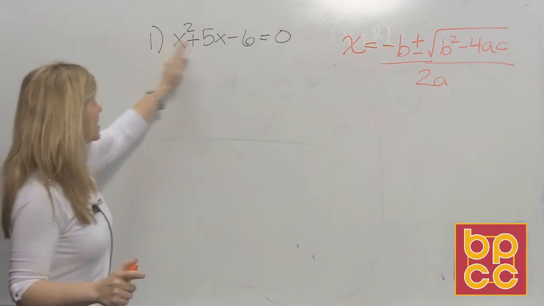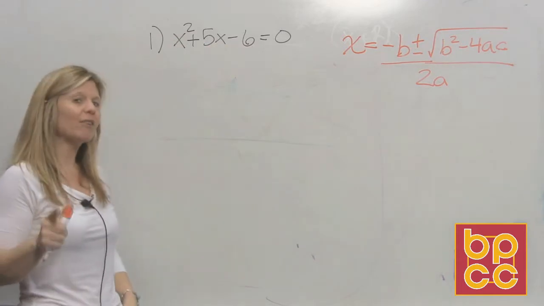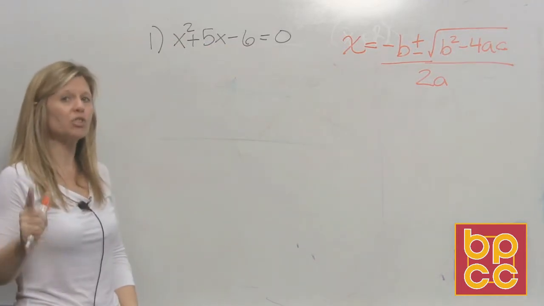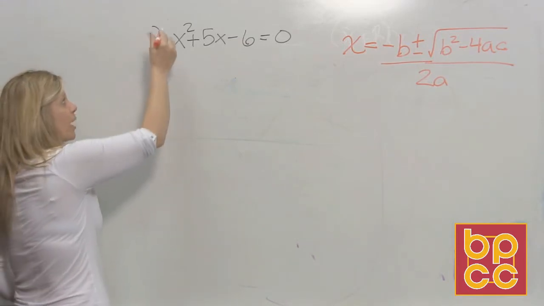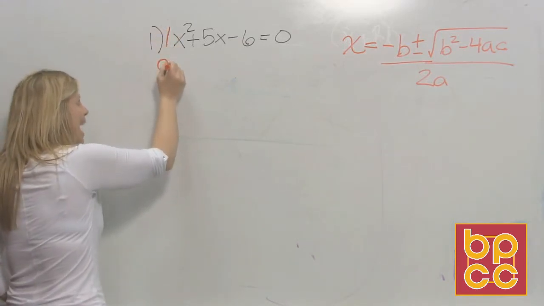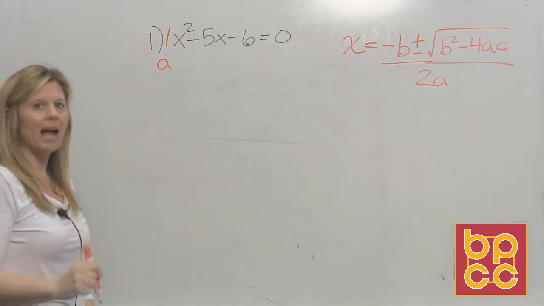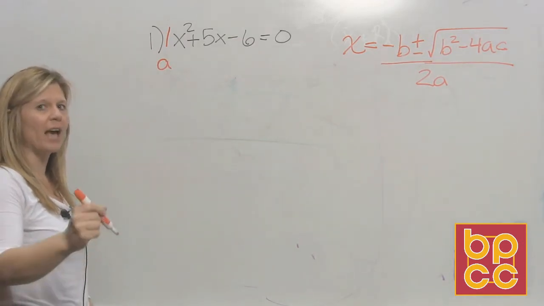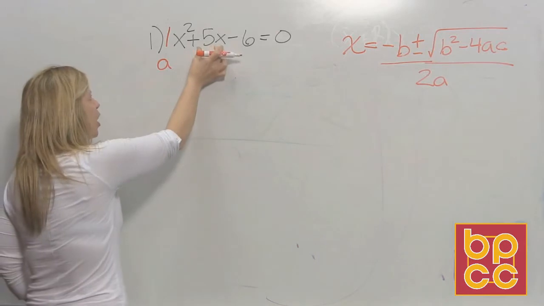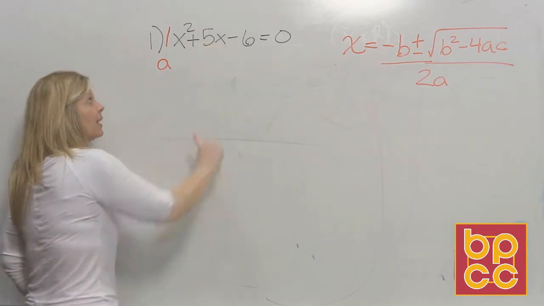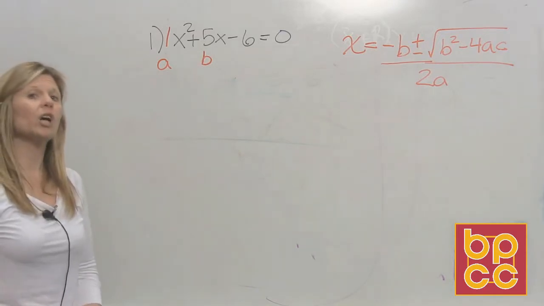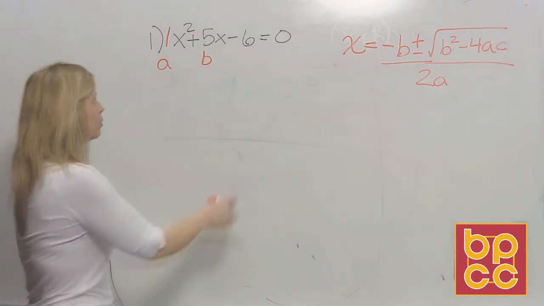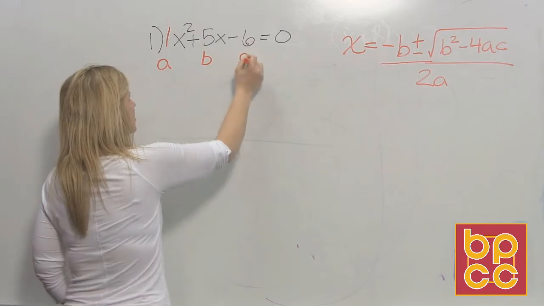That's right, descending. And if you look at every quadratic in descending order, you see 3 numbers. What is the coefficient in front of x squared? It's 1. That is always your A. So your A is always the coefficient in front of x squared. What is the coefficient in front of x? It's 5. That's your B. What is your constant, your number that stands alone? That's negative 6. That's your C.